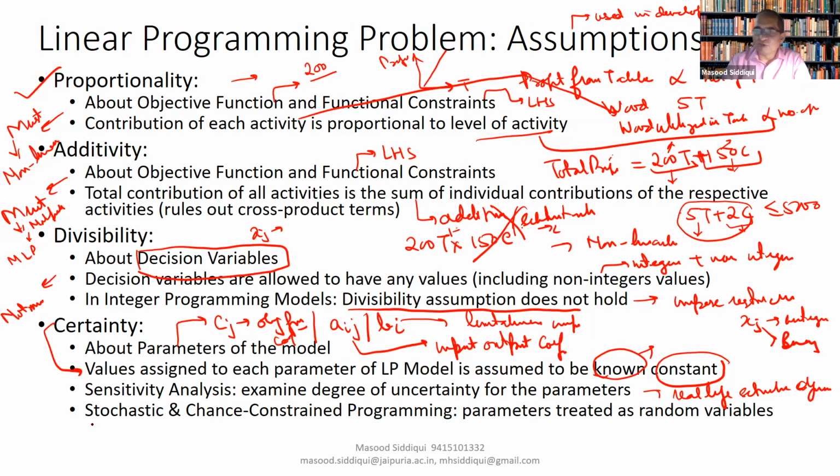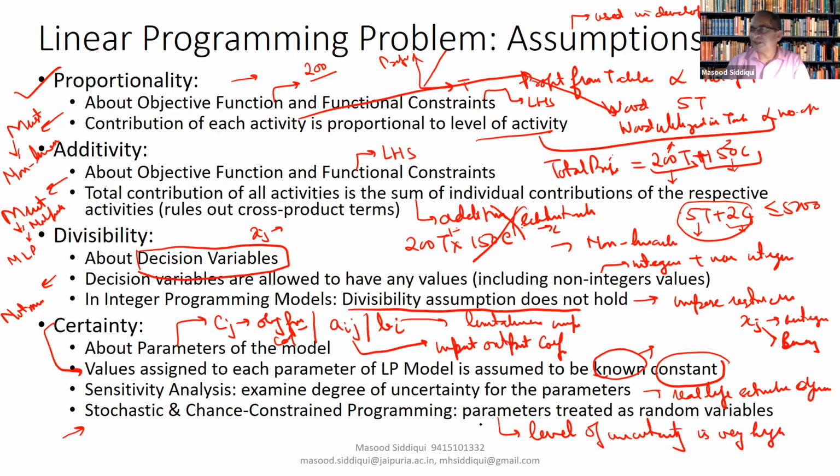There are two other types of programming also. One is stochastic programming, the other is chance constraint programming. Here, the level of uncertainty is very high. In this case, our decision-making situation has a very high level of uncertainty.